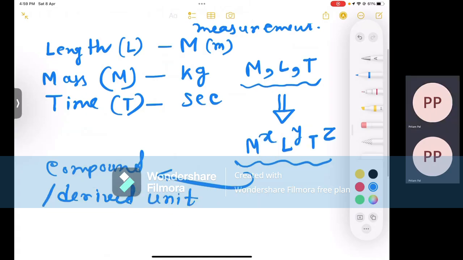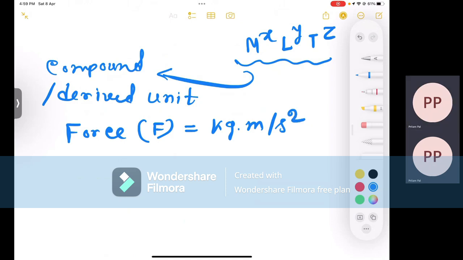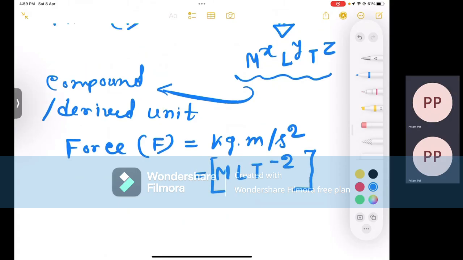Like force, as one of the examples. Force is nothing but kg meter per second square. It's mass times acceleration, right? So if we discuss it, it will be M L T to the power minus 2. That's why these are not fundamental: you can compose them just by using the primary units, like mass, length, and time.